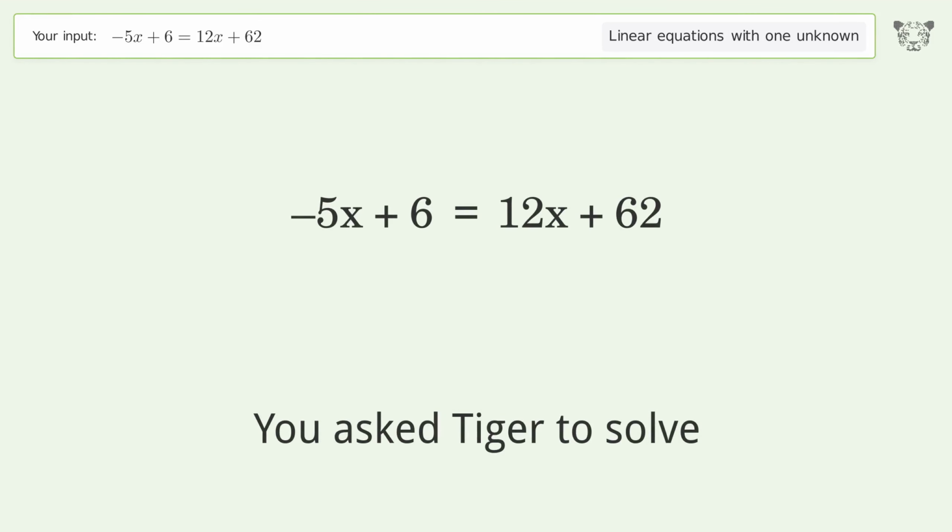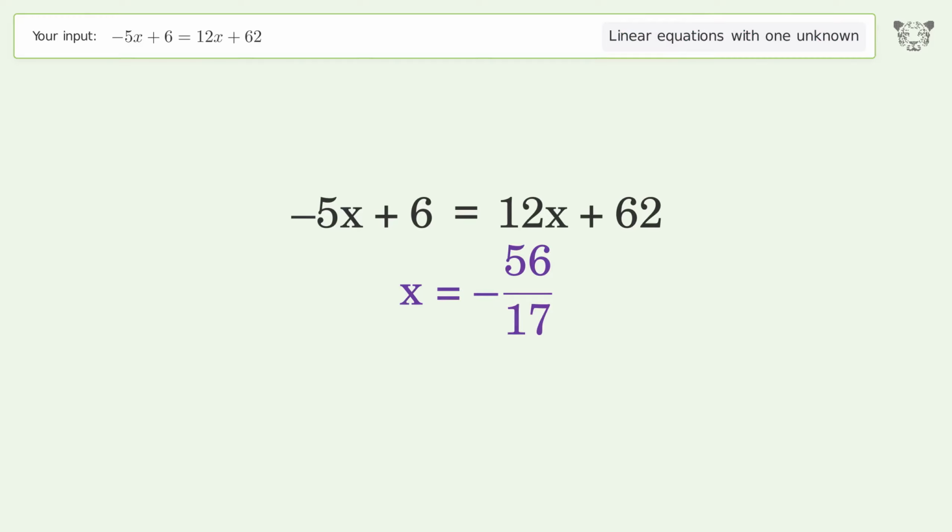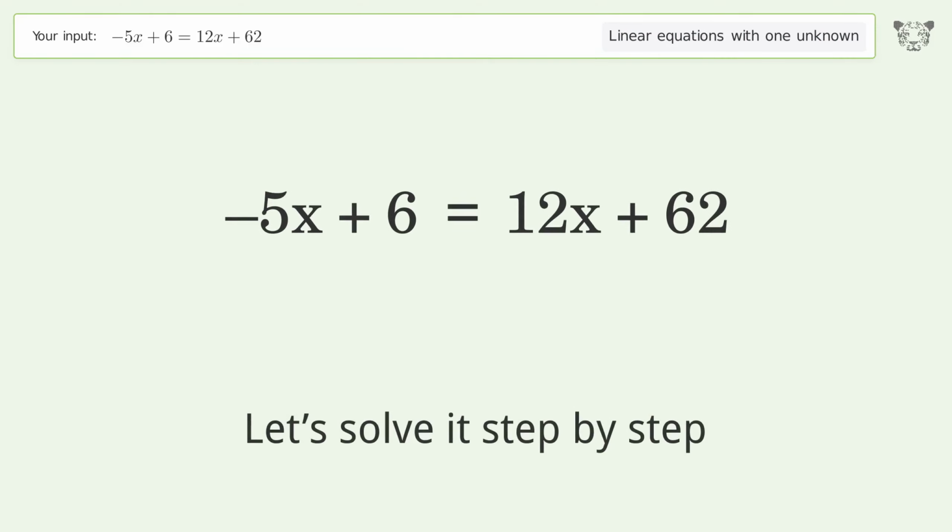You ask Tiger to solve. This deals with linear equations with one unknown. The final result is x equals -56/17. Let's solve it step by step.